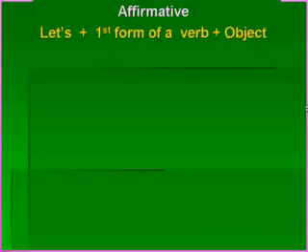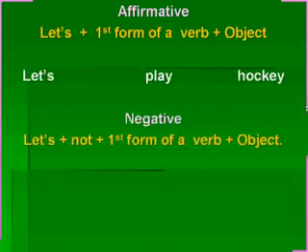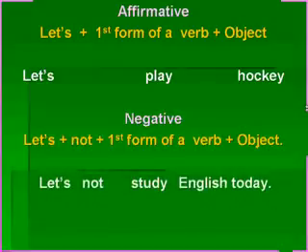Now we'll look at making sentences of let's. How to make sentences of let's. The affirmative structure is let's plus first form of a verb plus object. Remember that we always use first form of a verb while making suggestions using let's. For example, let's play hockey. Negative structure is let's plus not plus first form of a verb plus object. Let's not study English today. It's a bad suggestion.